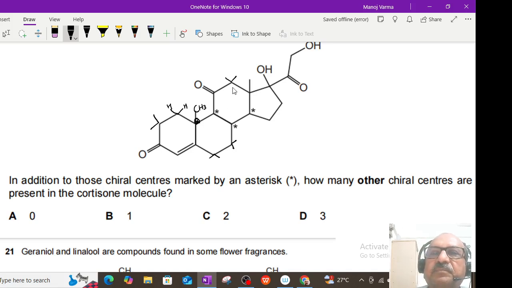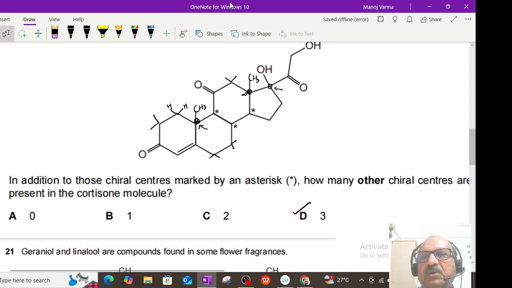Okay, so if you look at this carbon over here, then you have a methyl group over here, and then the other groups around this carbon are all different. So this is also a chiral center, this is a chiral center, and if you look at this, then also we find that this group is different, this group is different, this group is different, and this group is different. So this is also a chiral center, 1, 2 and 3. So there are 3 more chiral centers, and I think this is the correct answer.